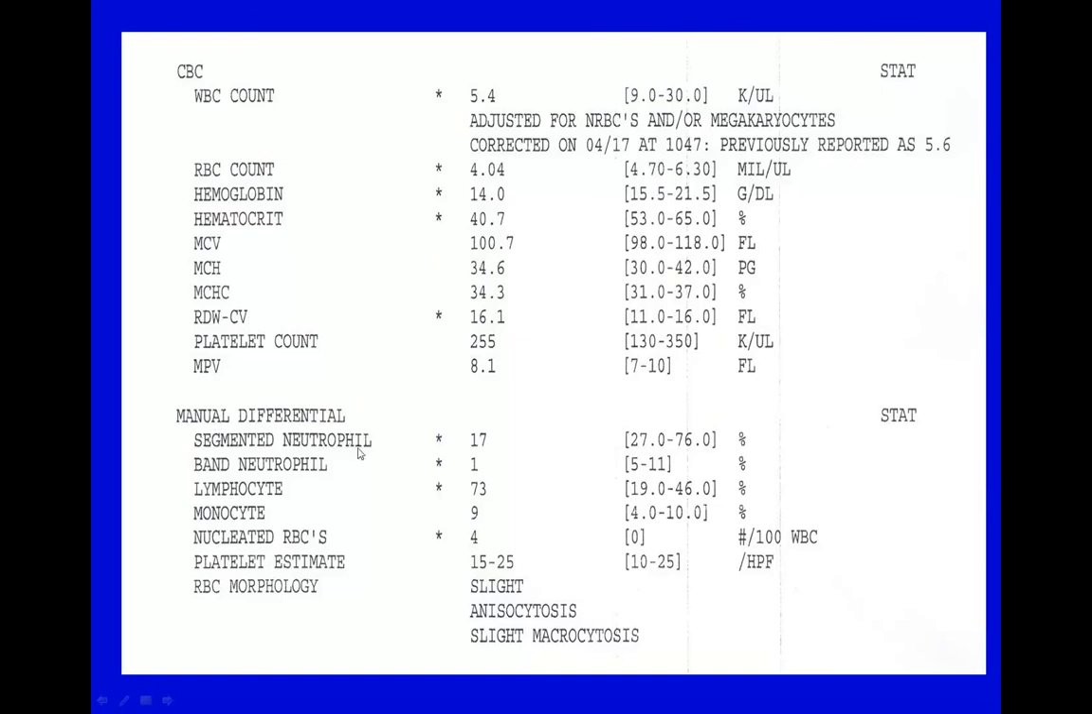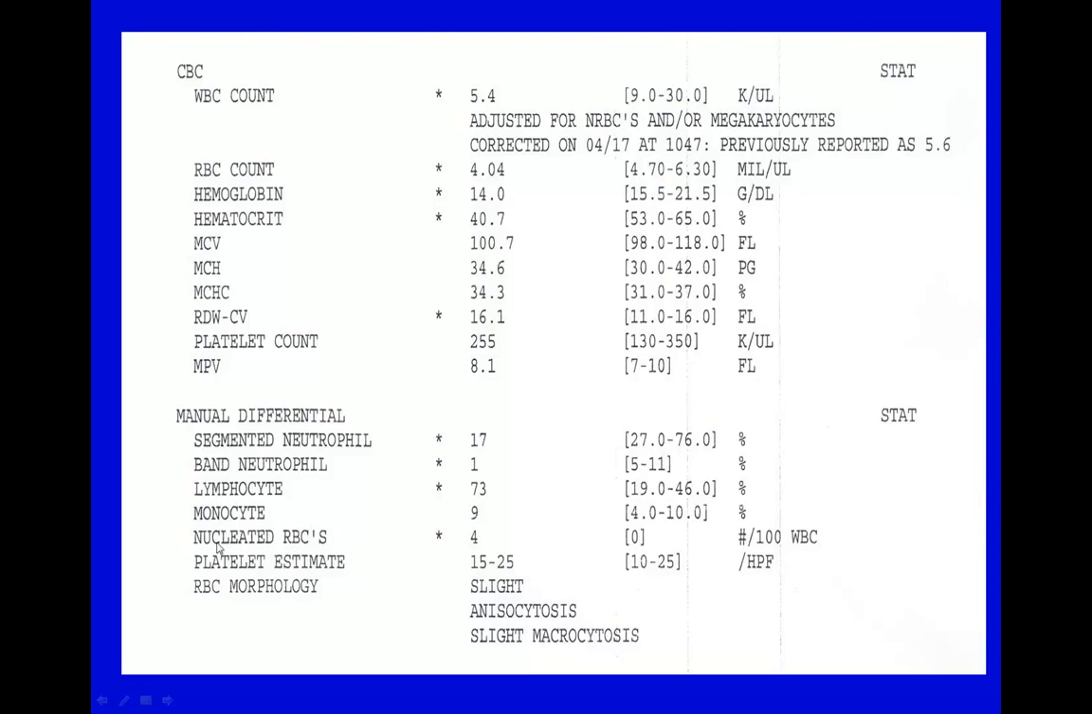We go down here, and it says their segmented neutrophils are low. Their band neutrophils are low, so we don't have a right shift or left shift, because left shift meant band neutrophils elevated. Right shift meant segmented neutrophils elevated. We don't have any of those metamyelocytes or promyelocytes, those really immature bands or immature neutrophils. We do have an elevated lymphocyte count. We have a normal monocyte count, and we have some nucleated red blood cells.